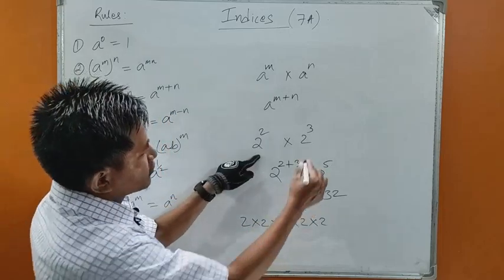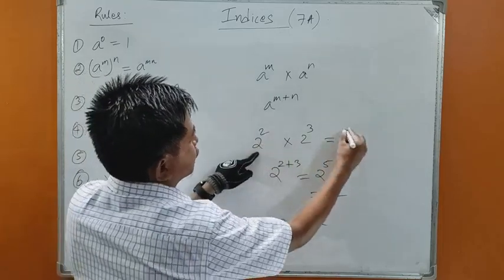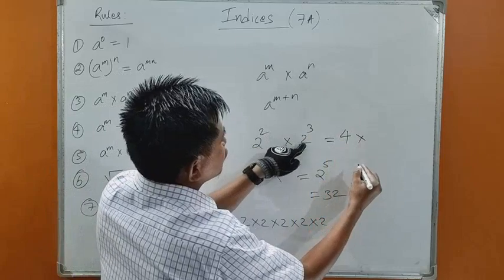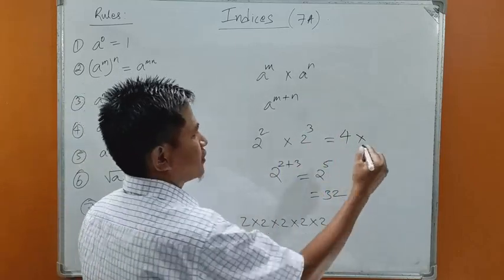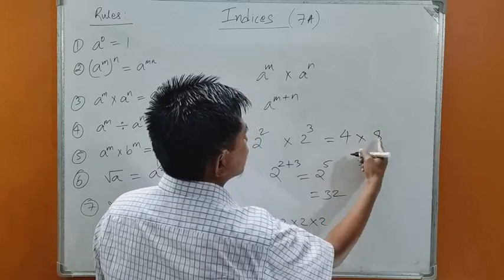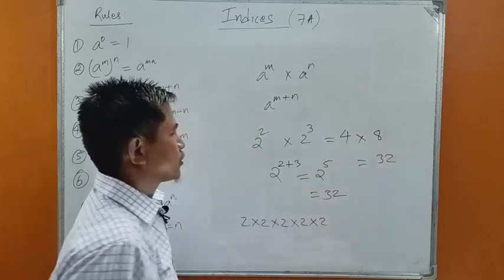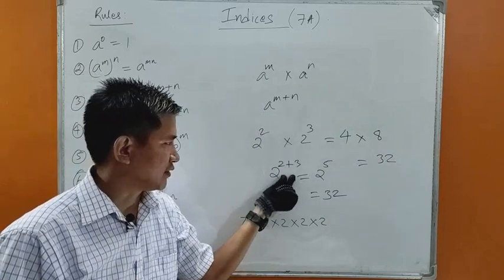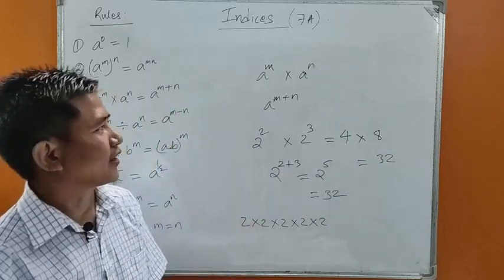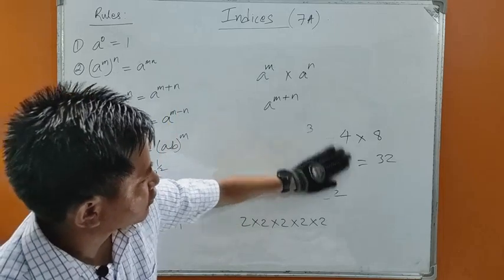Now let's check from this. 2 squared means 4, and 2 cubed means 2 multiplied 3 times, that is 8. So 4 into 8 is 32, isn't it? So when the bases are the same, their powers can be added like this, 2 plus 3, 5. I hope you got this. Now let us move on to the next rule.